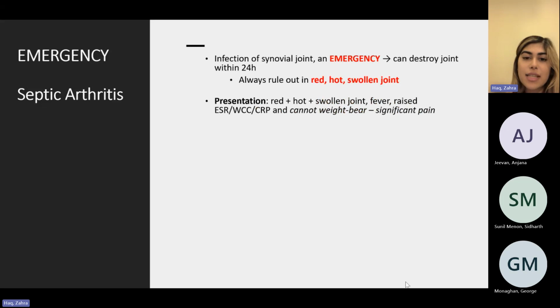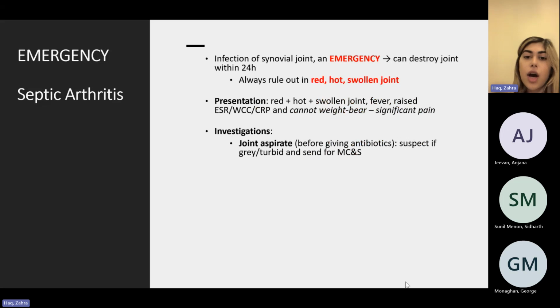So basically the classical findings of an infection. They cannot weight-bear. They'll be in a lot of pain and they would even be limping as well. So the different investigations to consider would be a joint aspirate. This is a very essential investigation for any red hot swollen joint.